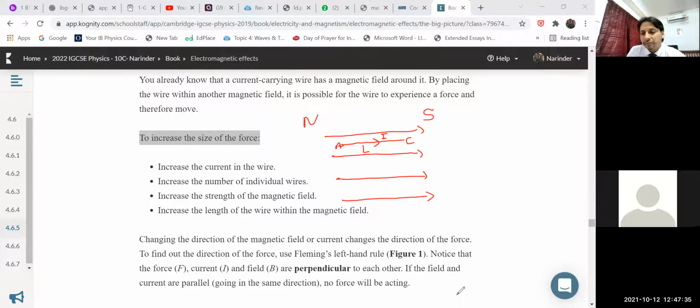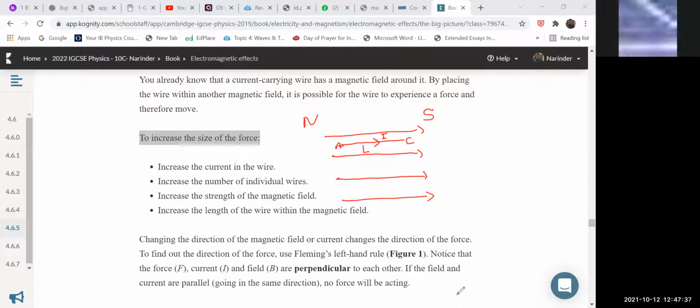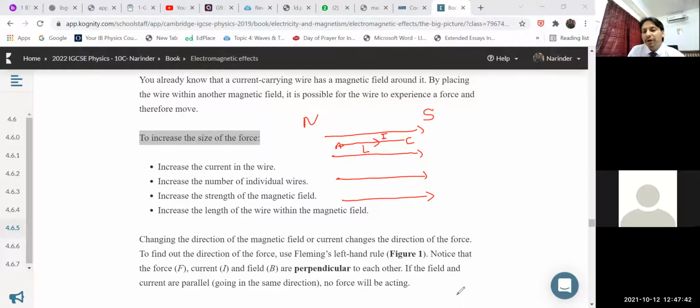What's theta? I'm asking: if the conductor is placed parallel to the magnetic field, what is the angle between current and magnetic field? Theta is how much? Ananya said it's 180 degrees. I'm saying that the current and the magnetic field are in the same direction. So they are parallel. So theta is equal to 0 degrees.